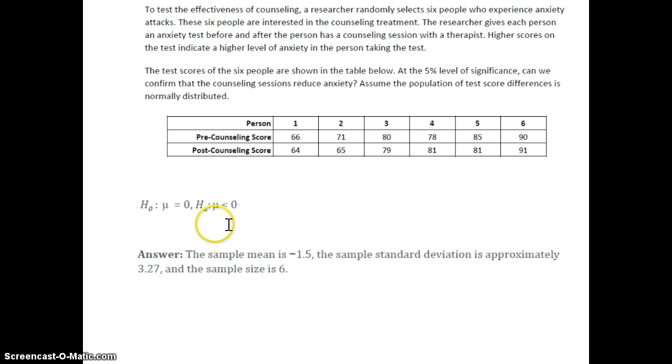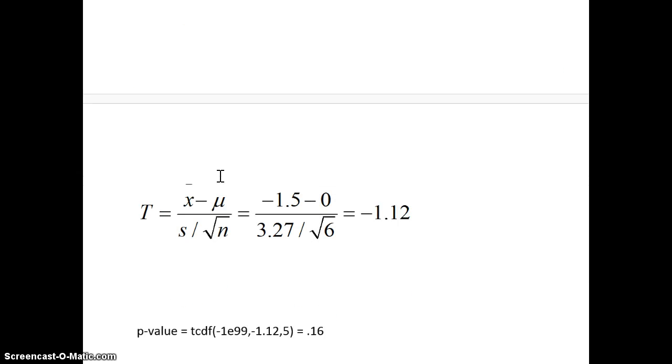To set up a hypothesis test, we're interested in seeing if the counseling relieves anxiety. If the counseling relieves anxiety, the post-counseling score should be lower than the pre-counseling score, which means the difference of the means would be negative. That is how they got the alternative hypothesis, mu less than 0. And again, the null hypothesis is equality.